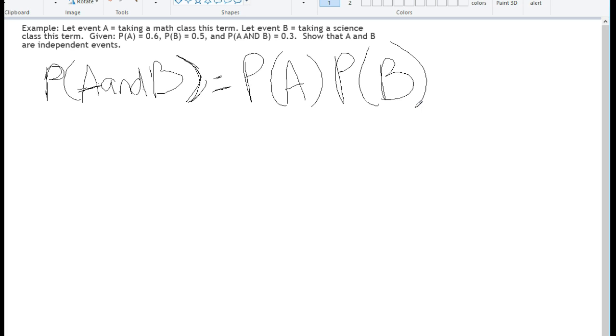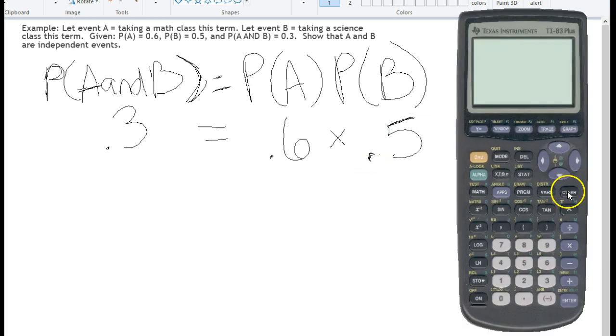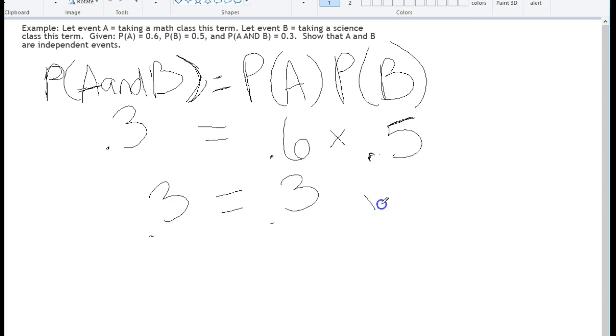So the probability of A and B is 0.3, and the probability of A is 0.6 times the probability of B, which is 0.5. So we'll get our calculator, and we will do 0.6 times 0.5. You can do it in your head as well. And we do find that they are equal. So we can say that A and B are independent events.